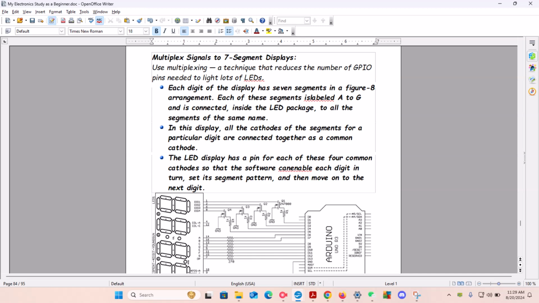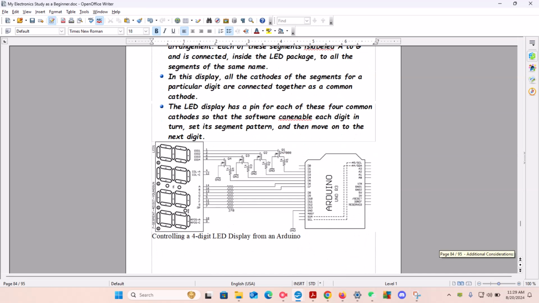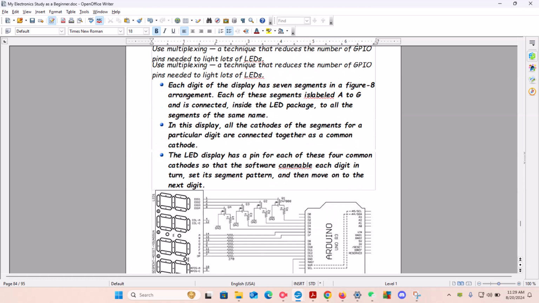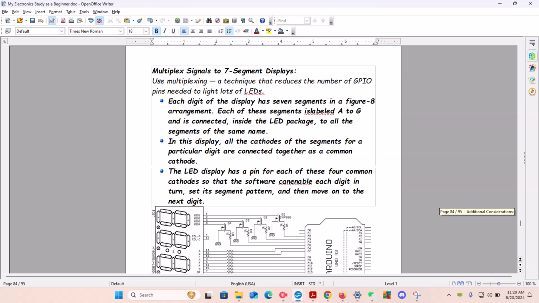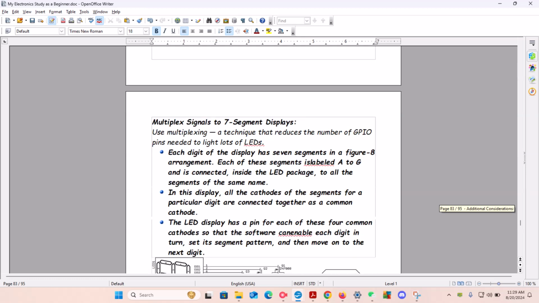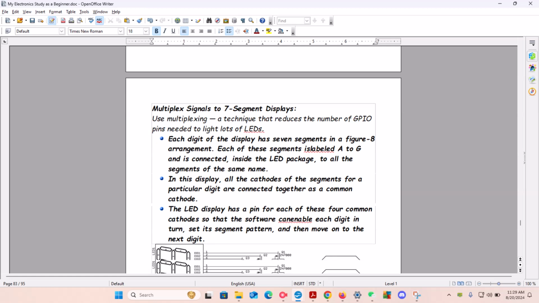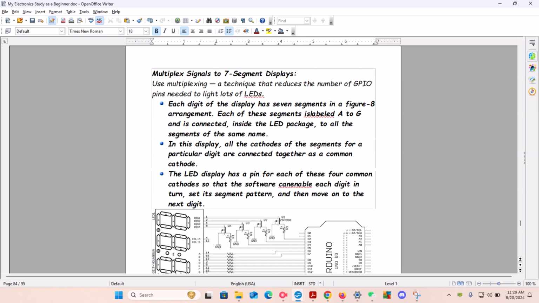Now, let's talk some more particulars. We have something called the multiplex signal for 7-segment displays. If you look at the bottom, that's a 4-digit LED display from Arduino. But let's look more at the 7-segment displays in the context of this LED display. When you talk about multiplexing, you want to talk about a technique that reduces the number of GPIO pins needed to light lots of LEDs. That's multiplexing. Remember that each digit of the display has 7 segments in a figure 8 arrangement, each one of these LEDs.